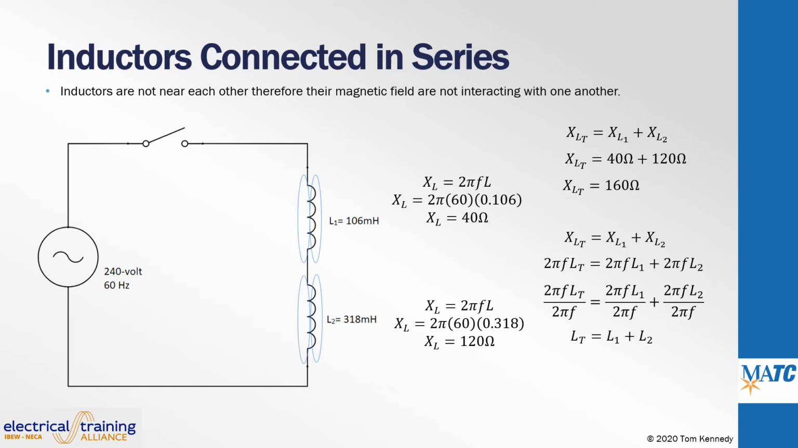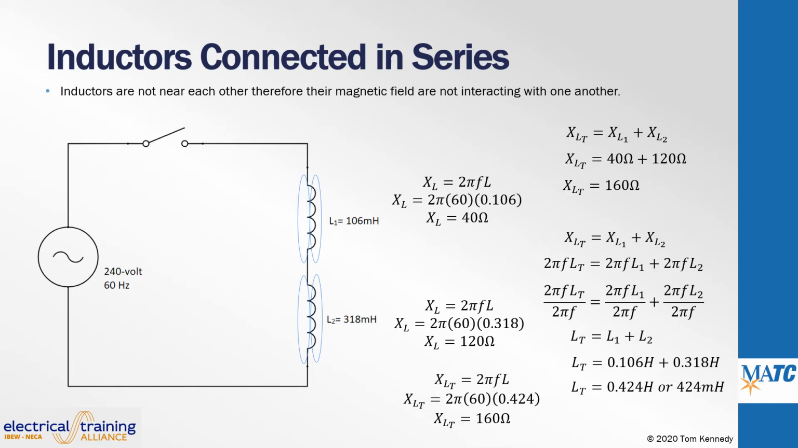Thus, it can be stated that the sum of the inductance in henries is the total inductance of coils connected in series. This can be proven by adding the values of the henries of the inductors to get the total sum of inductance. The 106 mH and the 318 mH will total 424 mH. The 424 mH can be used in the inductive reactance formula, and the net result is the same 160 ohms of inductive reactance for the total circuit.